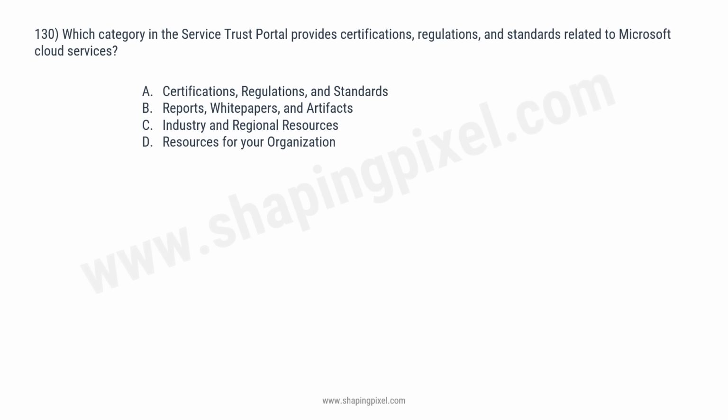Question number 130. Which category in the Service Trust portal provides certifications, regulations, and standards related to Microsoft Cloud Services? Option A, certifications, regulations, and standards. Option B, reports, white papers, and artifacts. Option C, industry and regional resources. Option D, resources for your organization. So the right answer here is option A, certifications, regulations, and standards.